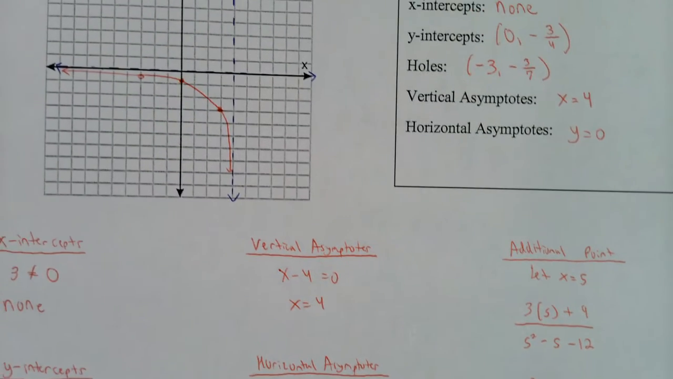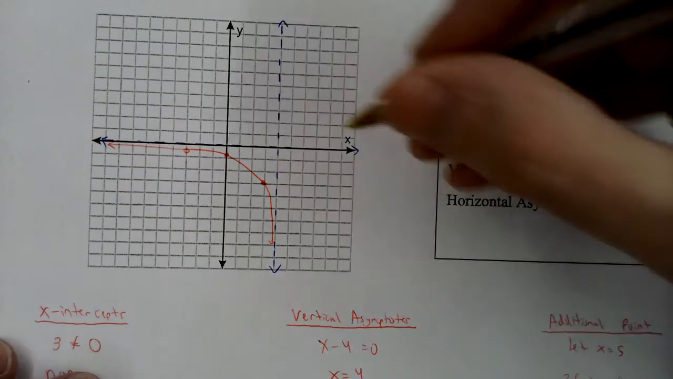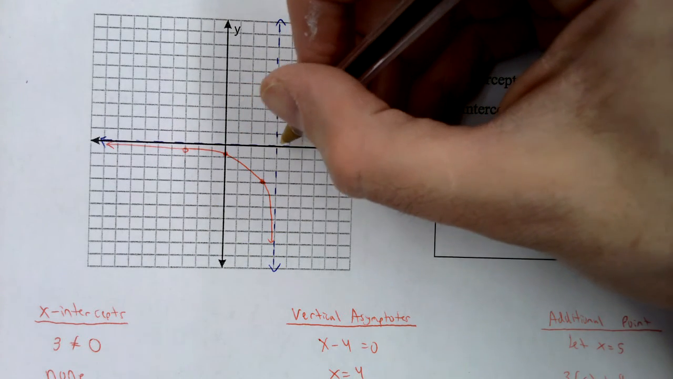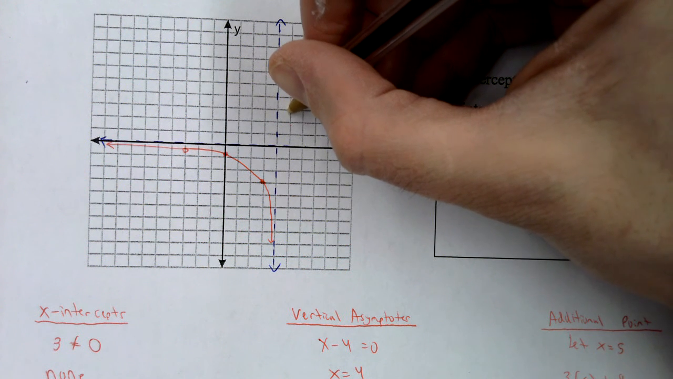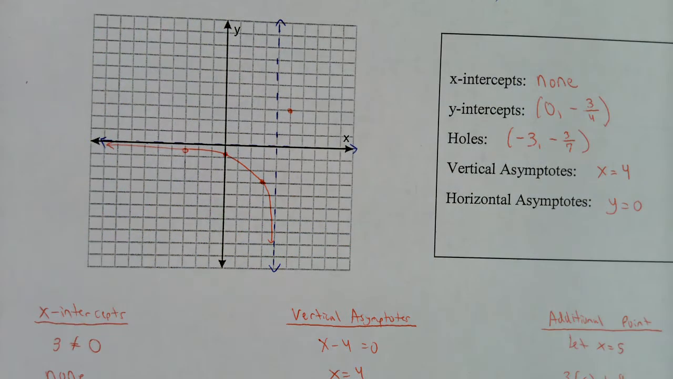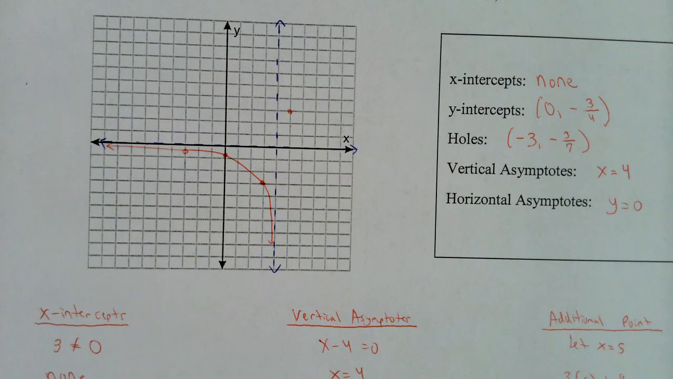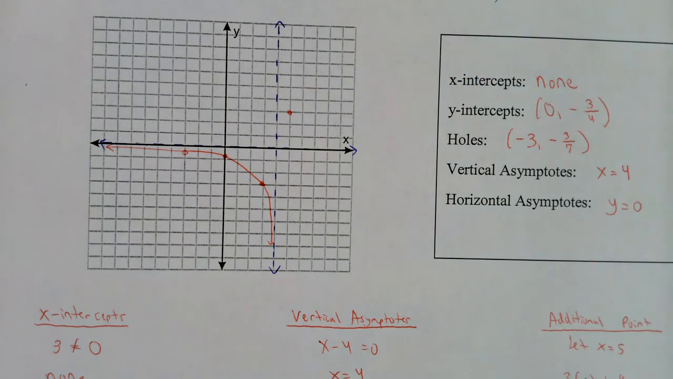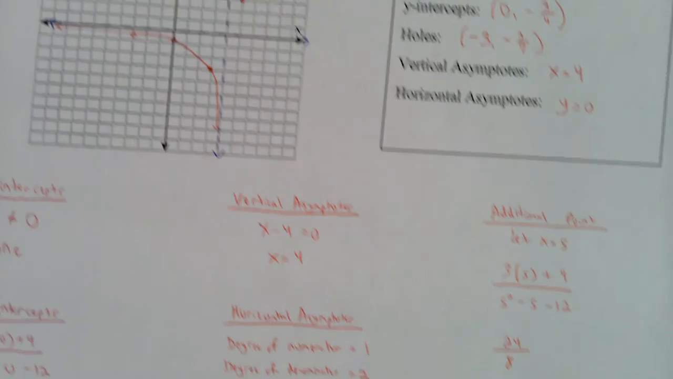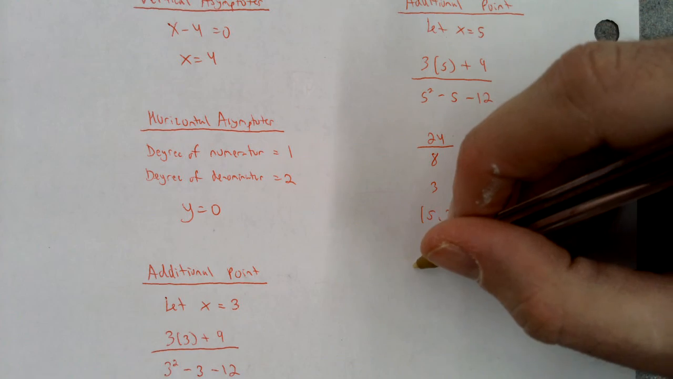Let's graph that. 1, 2, 3, 4, 5. 1, 2, 3. Okay, at least we know which direction we're in now. Let's do one more additional point on this side. How about we do x equals 7? After that, we're going to stop.